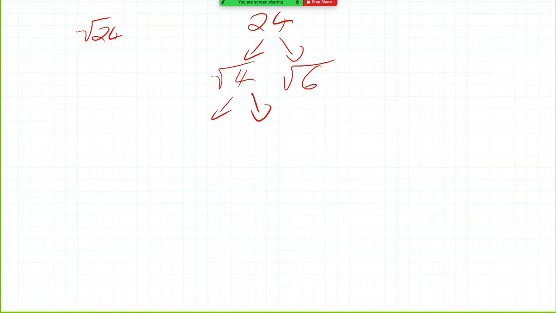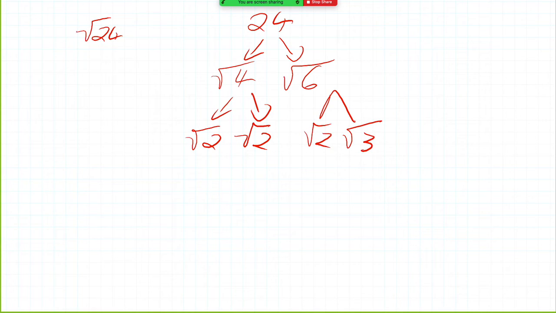Well, we know factors of 4 are 2 and 2, root 2 and root 2. And factors of 6 are root 2 and root 3, okay? If we quickly take a look here, root 2 times root 2 is actually going to give us just the value of 2. So this can be simplified to one value, just the number 2. Here we can't really do anything with it. So to simplify it, we'd go back up a step. We'd say, okay, we're going to go back to root 6.